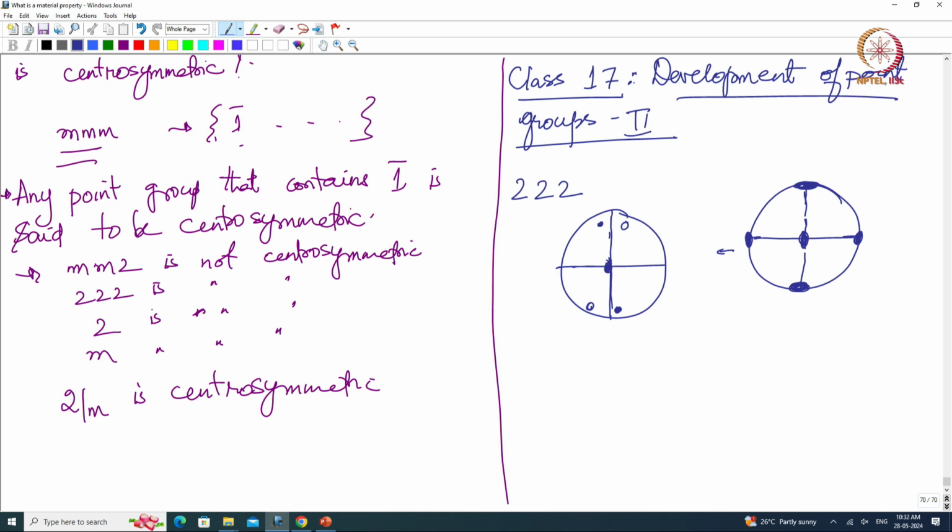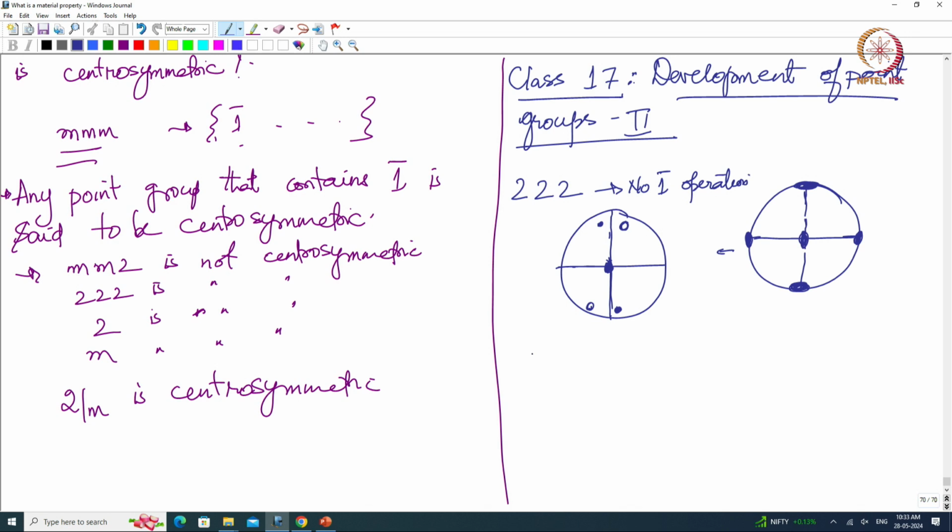Now if you see this stereogram, you understand that there is no inversion symmetry here. This point is not going inside the plane. The xyz is not going to minus x minus y minus z. Rather, the only thing that there is here is a two-fold axis of symmetry. Okay. So, there is no inversion, no 1 bar operation, right.